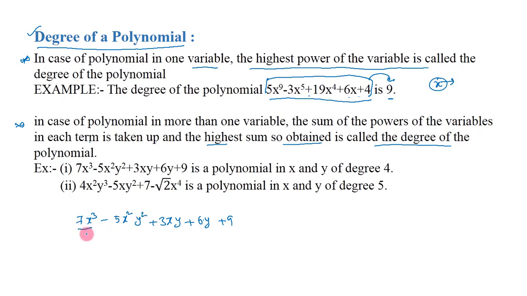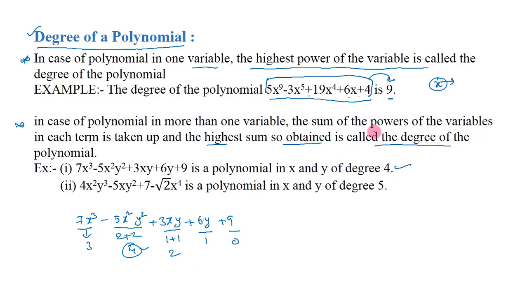Here the first term contains only one variable, so what is the power of this variable? That is 3. The second term contains 2 variables, and the sum of their powers is 4. The third term also contains 2 variables, and the sum of their powers is 1 plus 1, that is 2. The fourth term contains only one variable, and its power is 1, and the last term is a constant, so degree 0. If you observe these sums, what is the highest sum? That is 4. So the degree of it is 4.